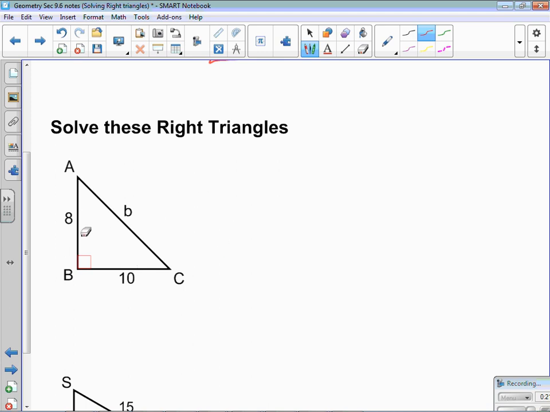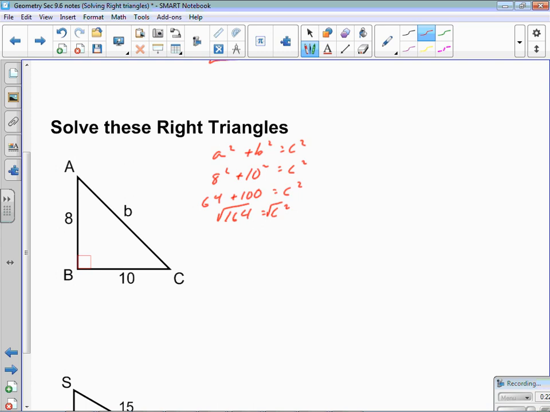So since we have two sides of a right triangle given to us, and we're finding the third side, we're going to use the Pythagorean theorem. So we get a squared plus b squared equals c squared. So 8 squared plus 10 squared equals c squared. 64 plus 100 equals c squared. 164 equals c squared.